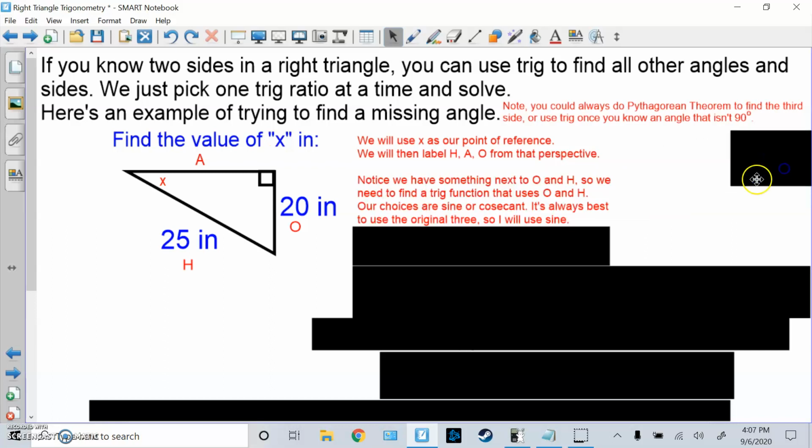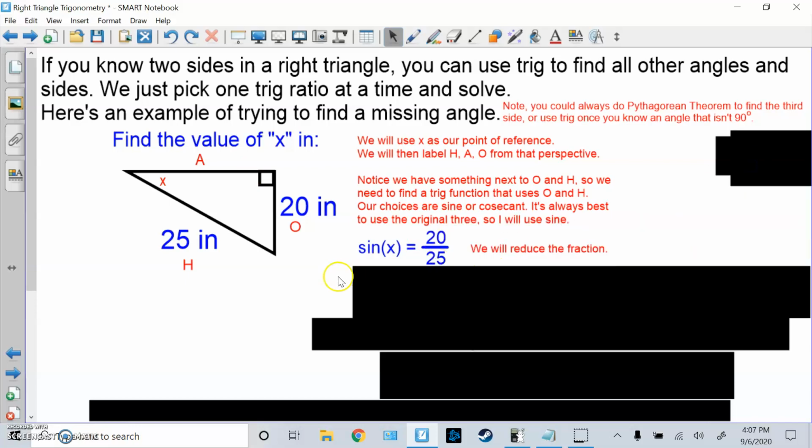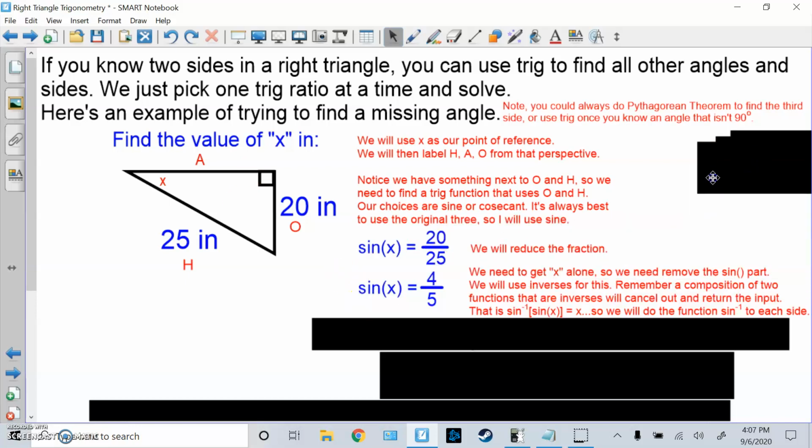Notice there's something next to O and H. O and H are either sine or cosecant. Best to use the original, so we're going to use sine. Here's the setup. Sine of x is 20 over 25. Reduce the fraction. Sine of x is 4 over 5.